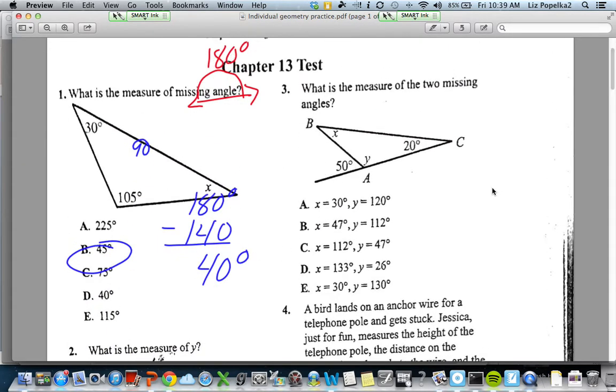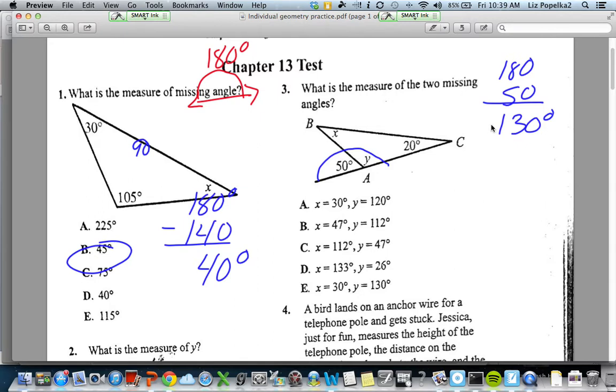Number three, this is another similar problem. What is the measure of the two missing angles? So again, we've got two angles right here that form a straight line. A straight line has to equal 180 degrees, exactly the same as a triangle. So because this one is 50 degrees, then angle Y must be 180 minus 50, which means that angle must be 130 degrees.